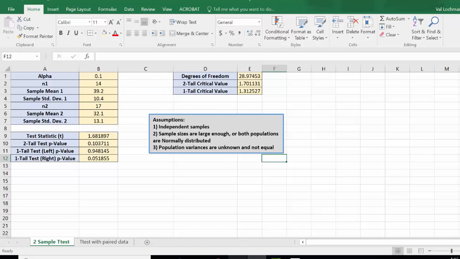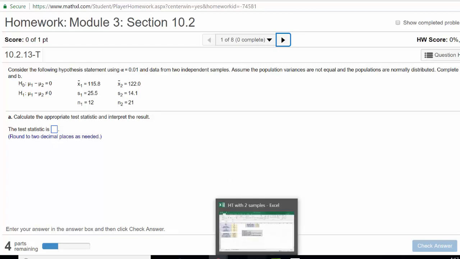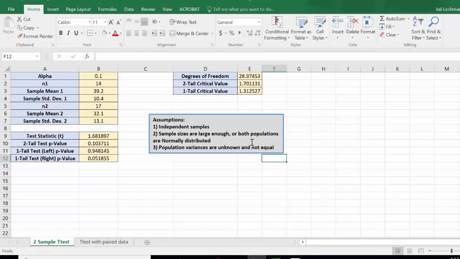So let's go ahead and do some problems on your homework, and we're gonna go through two problems. First one is problem 1 on module 3 section 10.2, and it just gives you statistics for two samples, and it doesn't give you any context, but that's okay. So let's see what we need to make sure is satisfied.